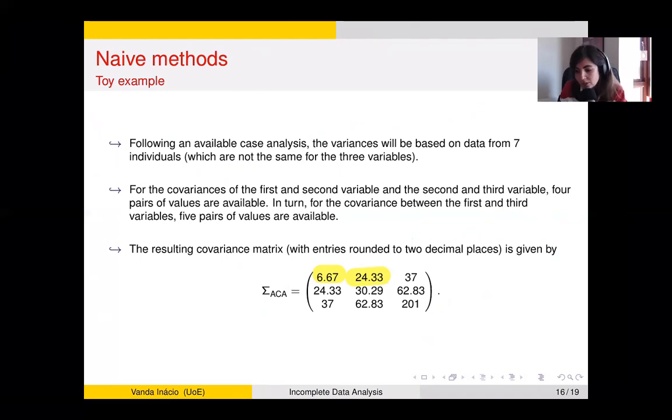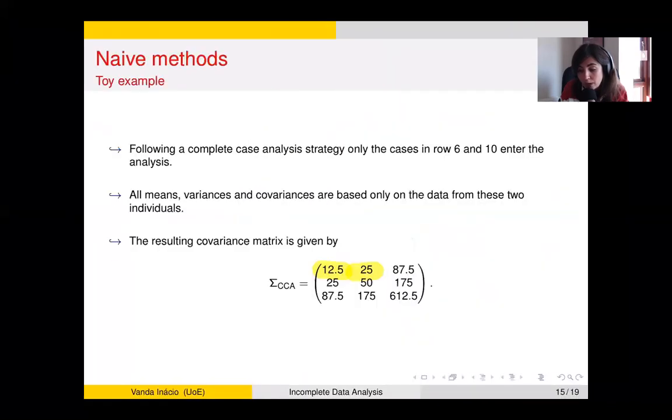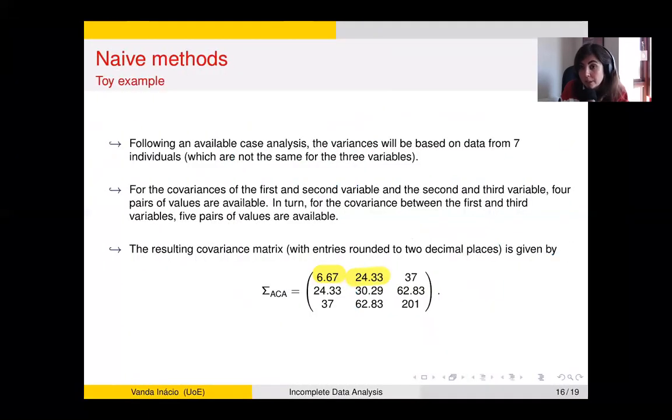It's kind of tedious, and that's why we will learn how to do this automatically in R. And as we will see, while the covariance matrix under a complete case analysis is semi-positive definite, the one under an available case analysis is not. So if we would like then to use this covariance matrix for, say, a principal component analysis approach, we couldn't, or we would run into trouble.